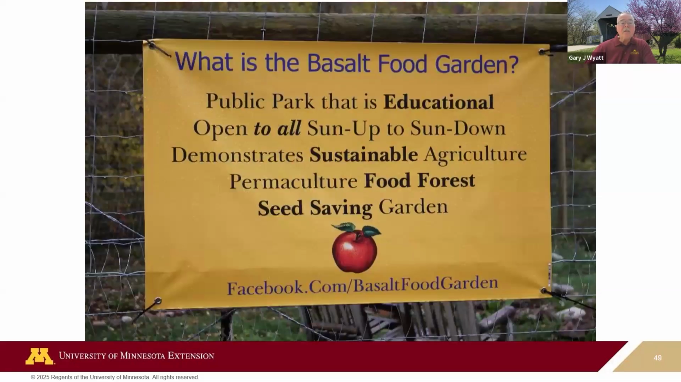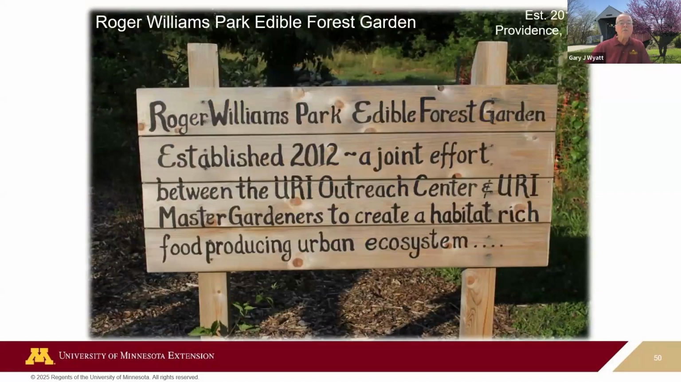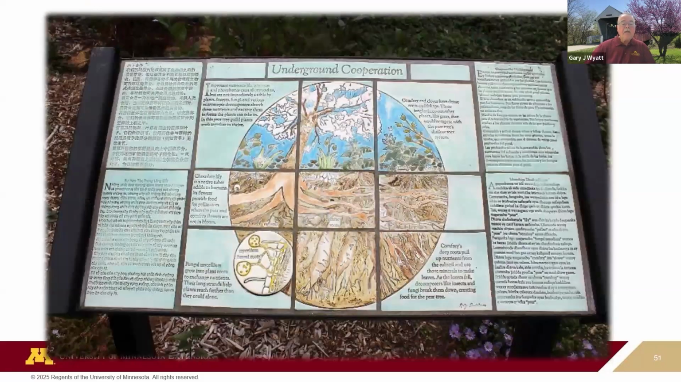Another signage on the public park for education for all, sustainable agriculture, permaculture, food forest, and seed saving garden. And then they have their Facebook website there as well. Here's a Roger Williams Park edible forest garden, and this is in Rhode Island, and has some signage there with the master gardeners and so forth. So this is really interesting.